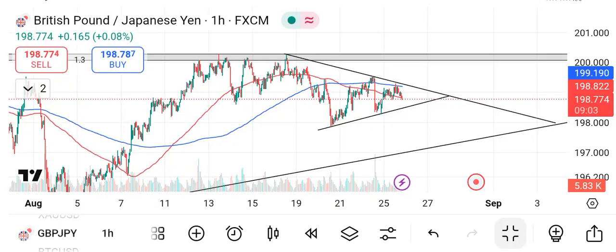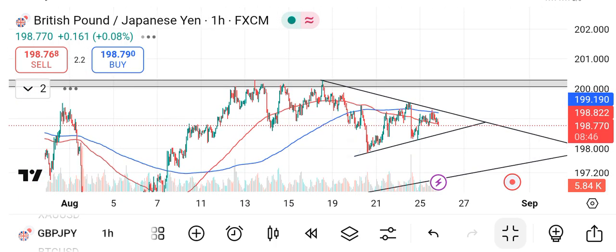Good evening. So we are looking at the analysis on British pound Japanese yen, that is GBP JPY. Looking at this chart now, we are coming from the resistance. This is the resistance zone, where sellers are active.